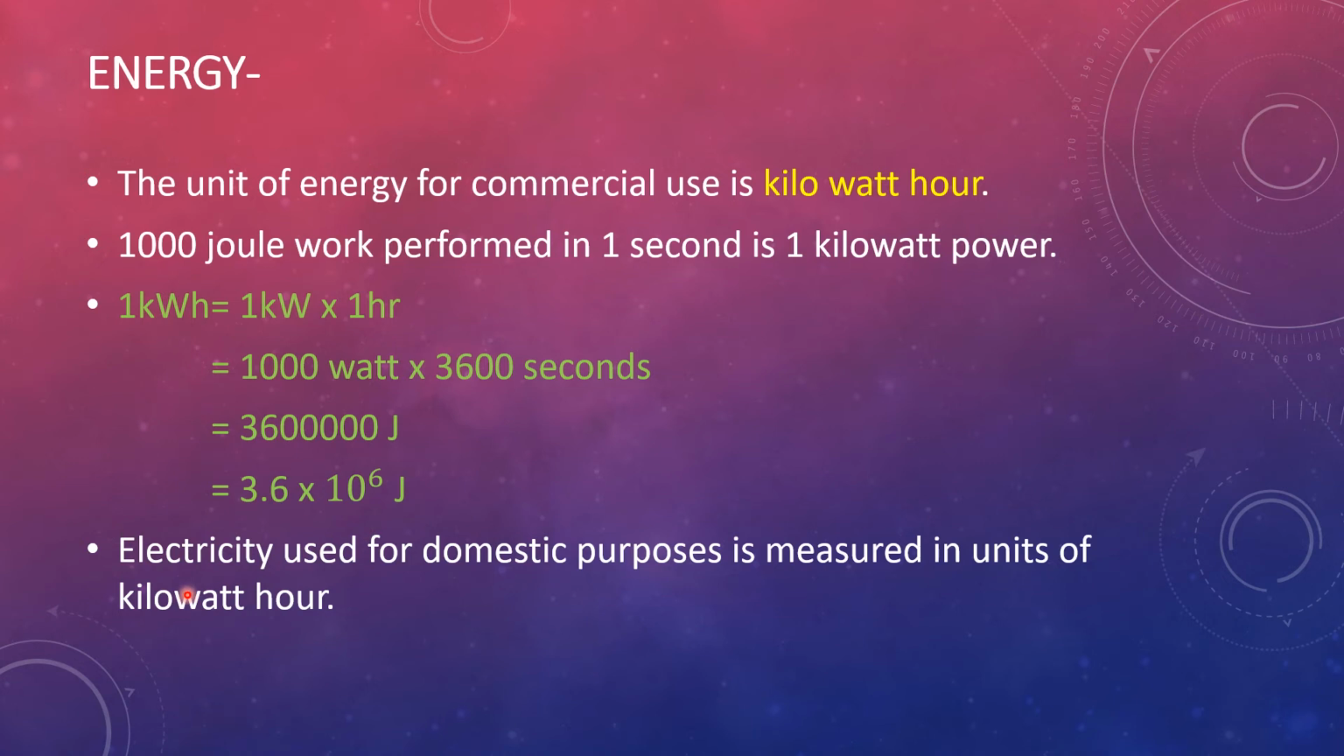Again, when the electricity used for domestic purposes is to be measured, it is measured in units of kilowatt hour. And 1 kilowatt hour is known as 1 unit. That is, our consumption of electricity is always measured in units, and that unit means 1 kilowatt hour. That is, if we use 15 units of electricity in 1 month, we have consumed 15 kilowatt hours of electricity in that month. Okay.